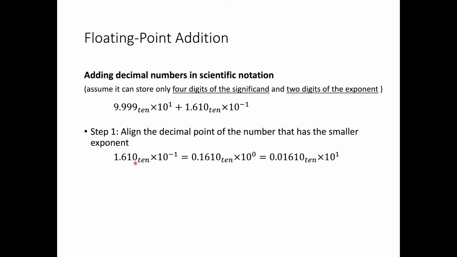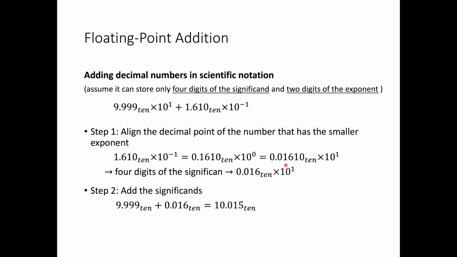So we should shift this decimal number to the left until we get the same exponent. First of all, we shift this point left, and then we get 10 to the power 0. And since 10 to the power 0 is still smaller than the first exponent, we should do a left shift again. Then we get this number which has the same exponent. Since we assume that it can only store 4 digits of the significand, this number changes to 0.016.